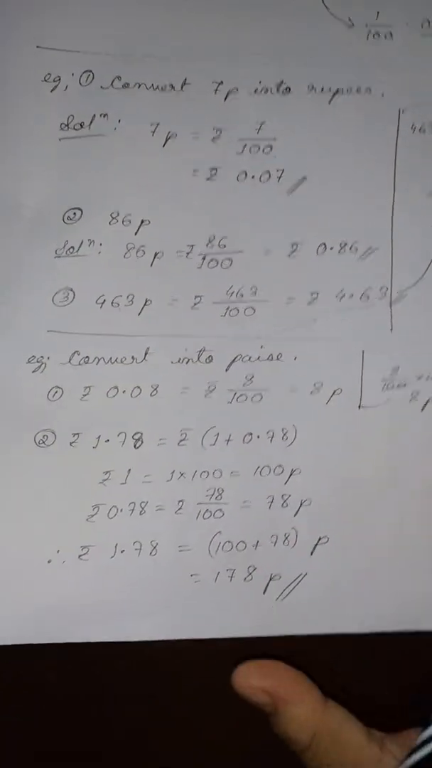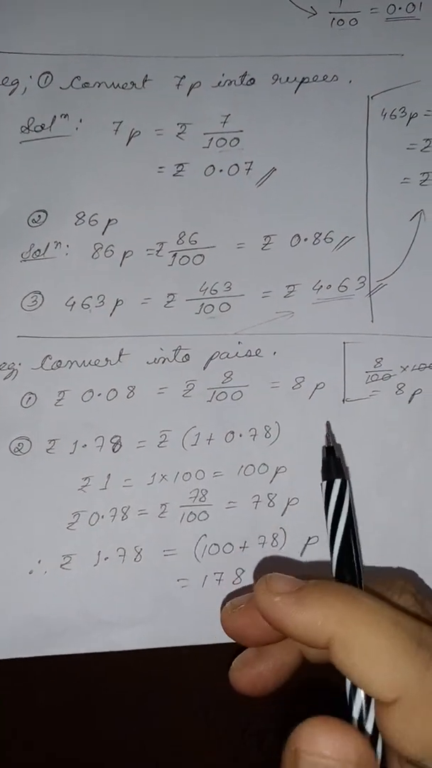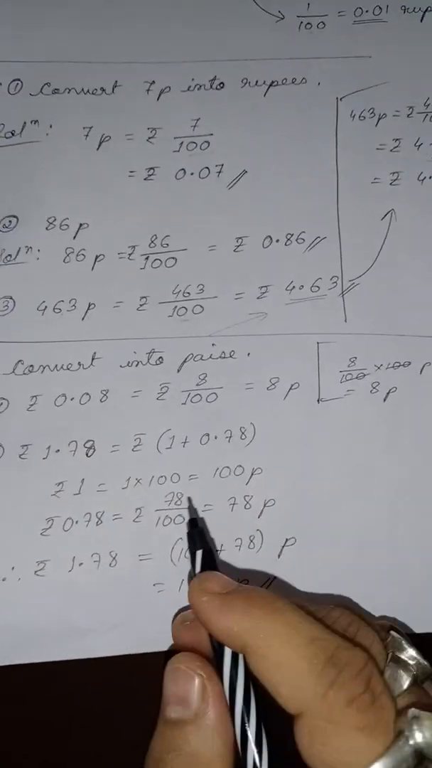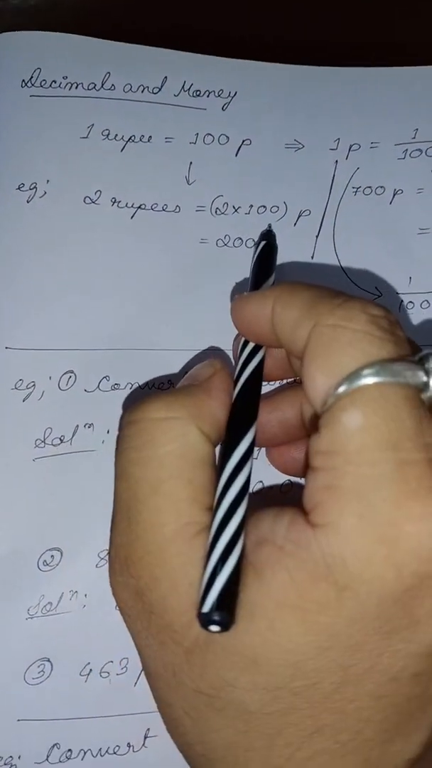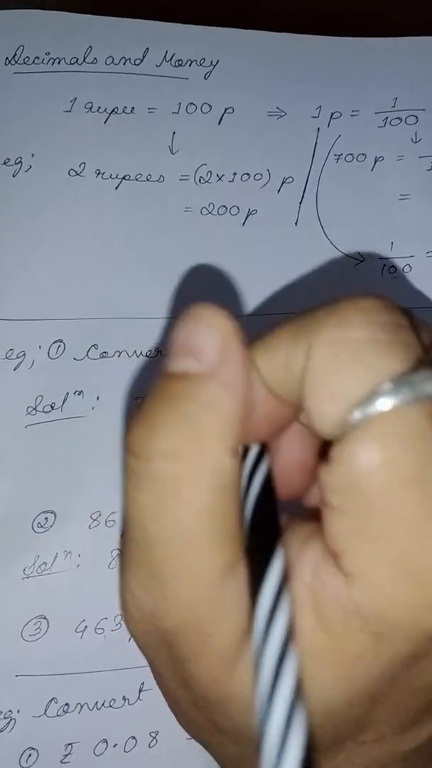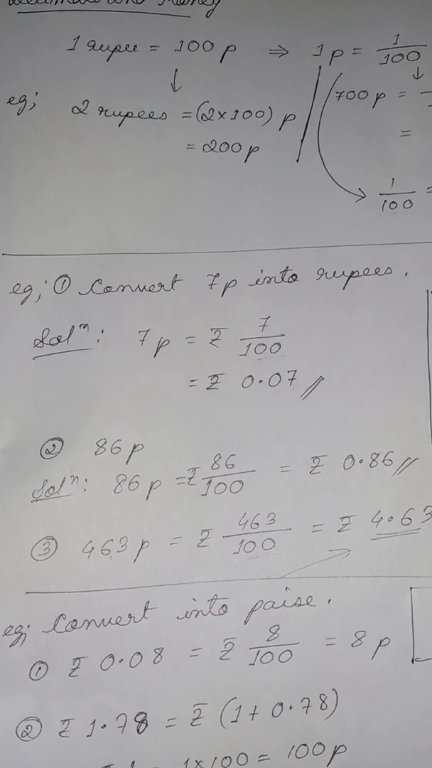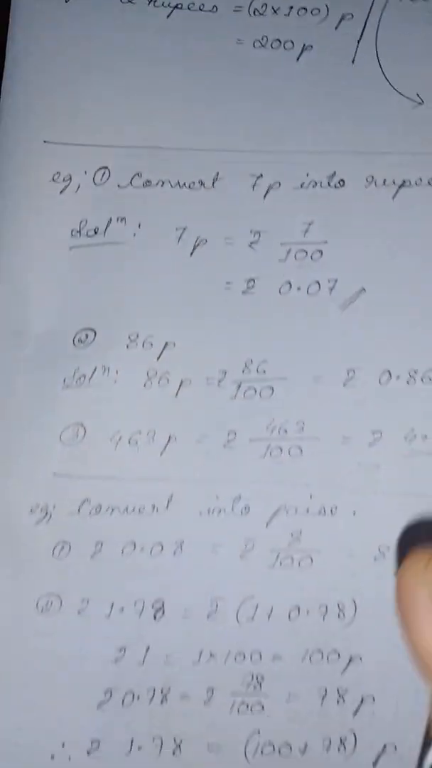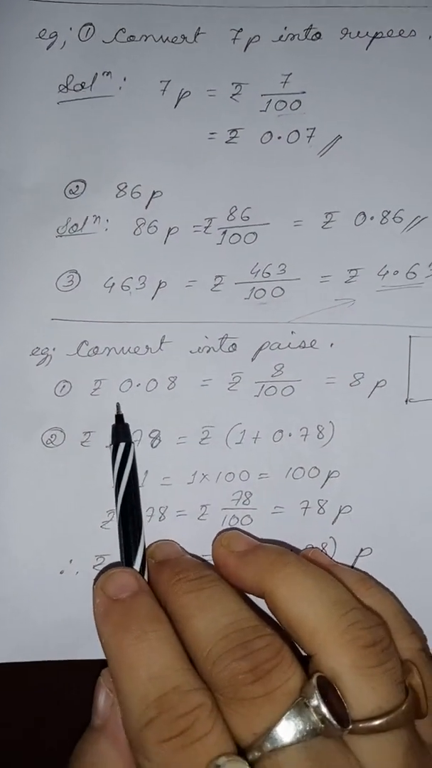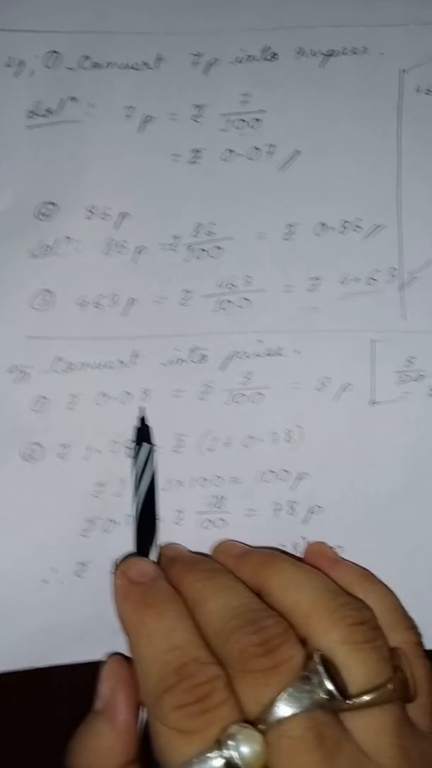Now converting rupees into paisa, 2 ways are there. One is multiply by 100, but I'll not go for that in decimal form because you have not learned how to multiply decimal with 100 till now. We have not gone to that topic till now, so I'll not go for that. I will go in this way. Say 0.08 rupees, I have to convert it into paisa.